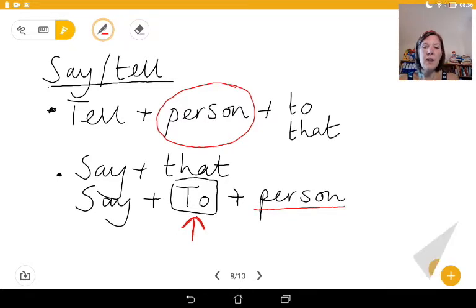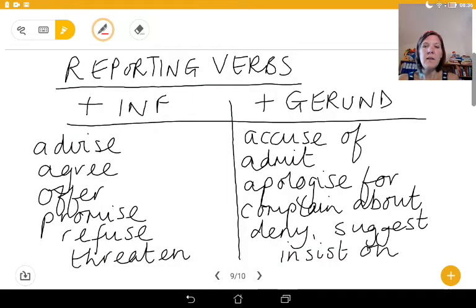And moving on here, this is the part that interests us in particular, because often in the sentence transformations you have to use these structures. They're separated into verbs that are followed by the infinitive and verbs that are followed by the gerund. I'll look at them quickly one by one.